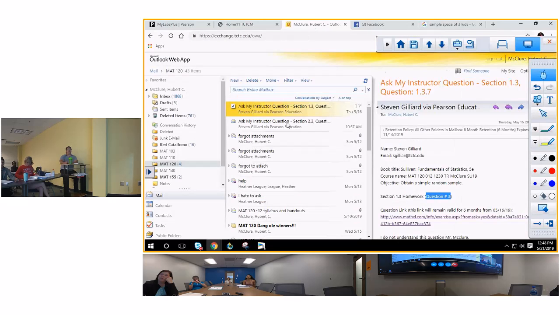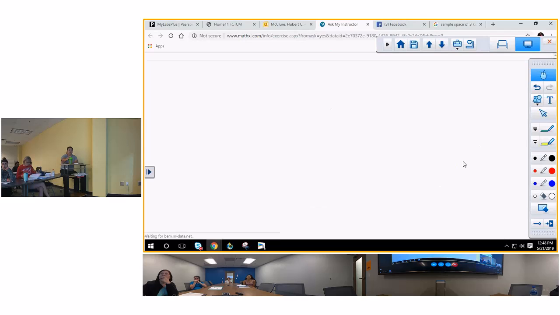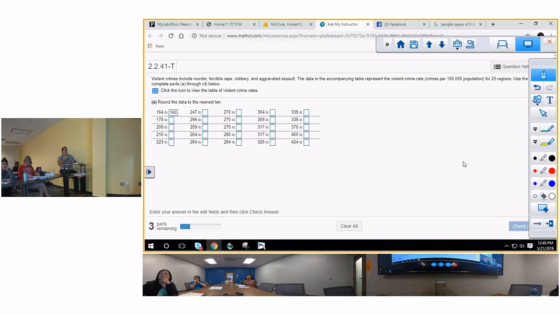All right, let's do another. This one is 2.2. This is number 41 in the book and number 12 online. I've never seen this question before, but we'll go ahead and do it. It says, violent crimes, blah, blah. The data in the table represents violent crime. Use this to complete parts A through D. Round the data to the nearest tens.